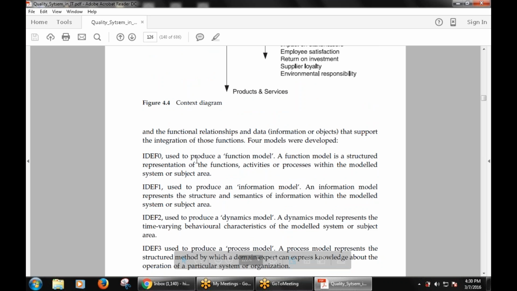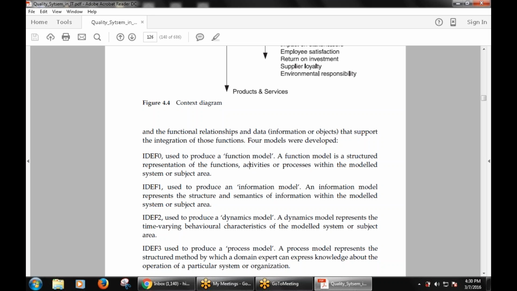That is IDEF0, which is used to produce the function model. Then IDEF1 is the next one, the information model. One is a function model, a representation of various functions. Then the information model is the structure and semantics of the information, how the information and data will flow.